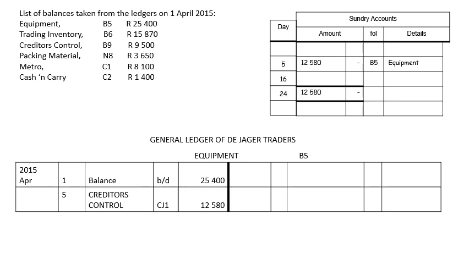In sundry accounts on the 5th, we bought equipment for 12,580. Obviously, this equipment must go to an equipment account. There's my equipment account. You know that equipment is an asset. Seeing that this is an asset, you know that the debit side is the plus and the credit side is the minus.